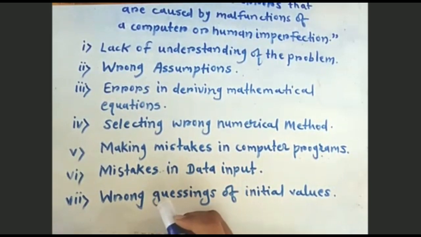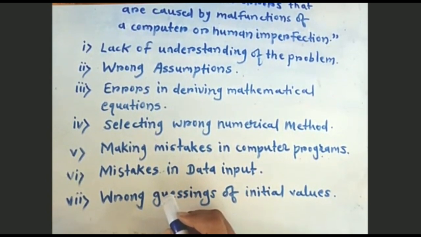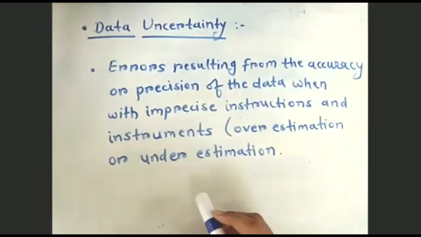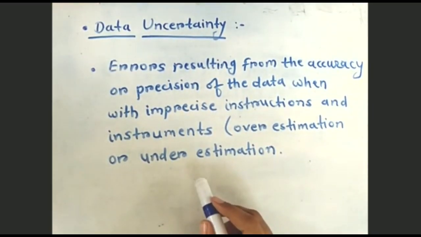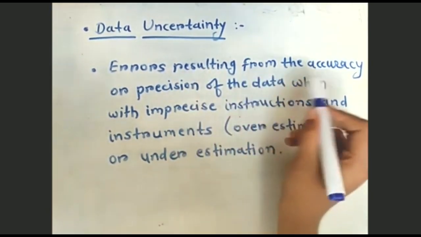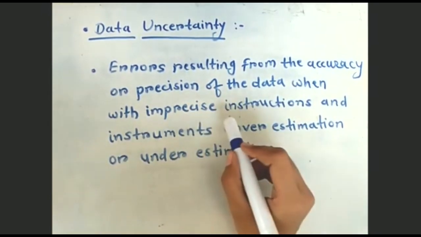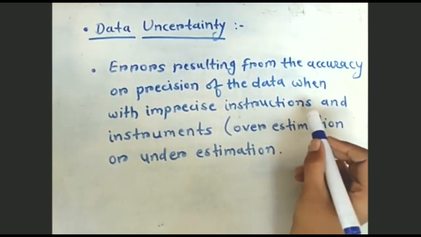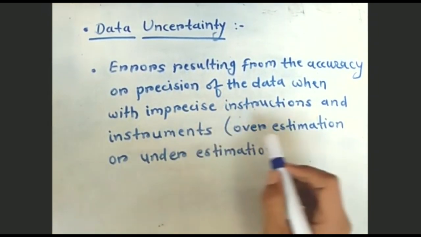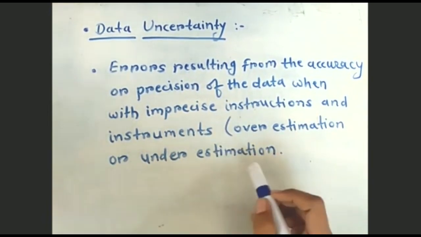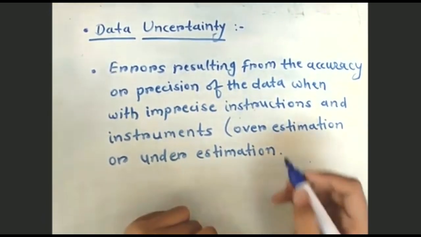All these mistakes can be avoided through a reasonable understanding of a problem, numerical solution methods, and use of good programming techniques and tools. Next, what is data uncertainty? Errors resulting from the accuracy or precision of data, from imprecise instructions and instruments, overestimation or underestimation.